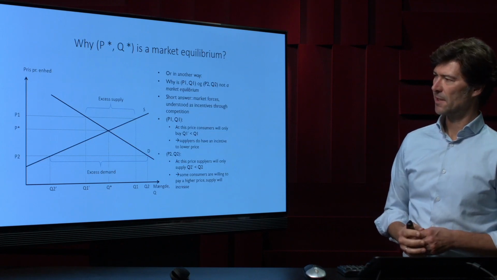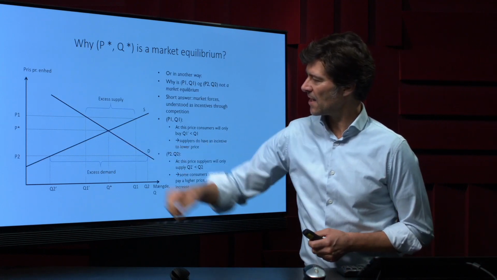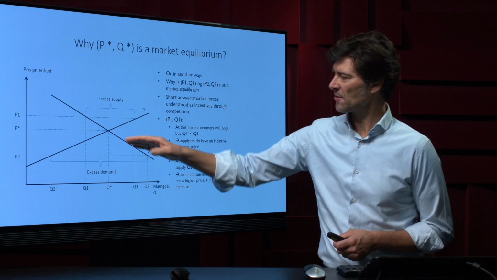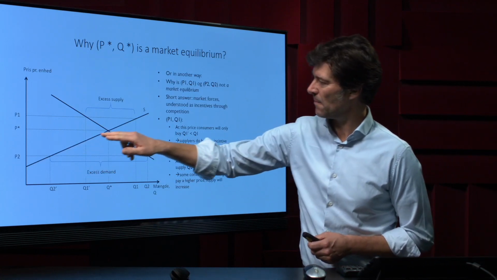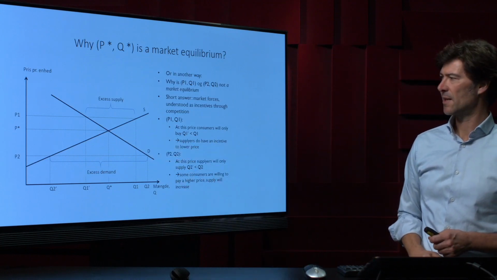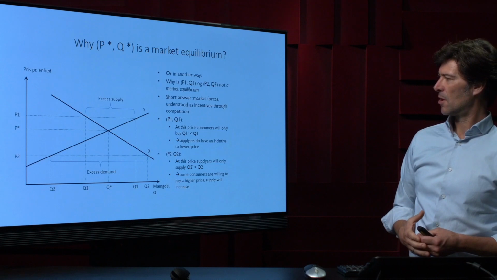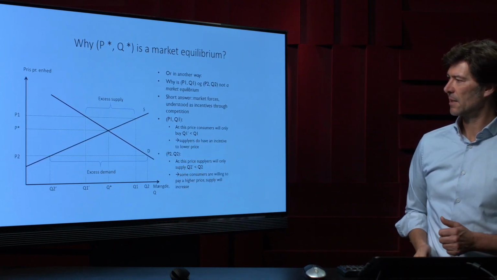And again, what happens if we removed this max price? Well, again, suppliers and consumers would try to meet each other because their willingness to pay will be matched with their willingness to supply, and this movement will go on until we reach the equilibrium price P star and Q star.